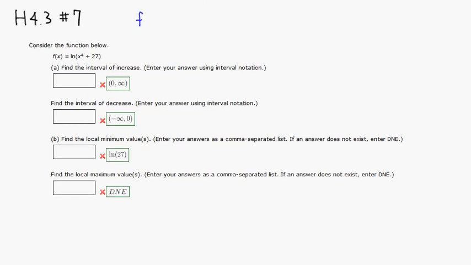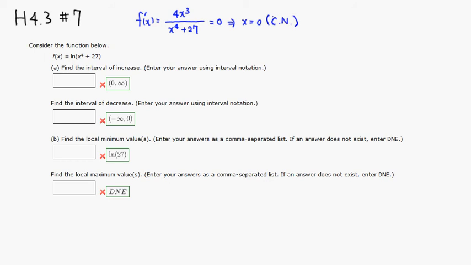So f prime of x is equal to x to the fourth plus 27, and the derivative of that put on top, so just the chain rule there. Then set that equal to 0, and obviously we can just set the numerator equal to 0, so we get x equals 0 as the critical number.